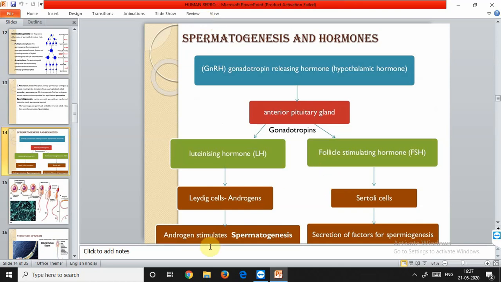Then androgen stimulates spermatogenesis, and the secretion of factors for spermiogenesis. So what is spermiogenesis? Sertoli cells are responsible for spermiogenesis, and the androgens are responsible for spermatogenesis. We have discussed spermatogenesis, that was the formation of the four daughter spermatids. But what is now spermiogenesis?